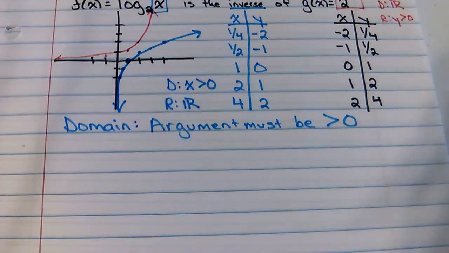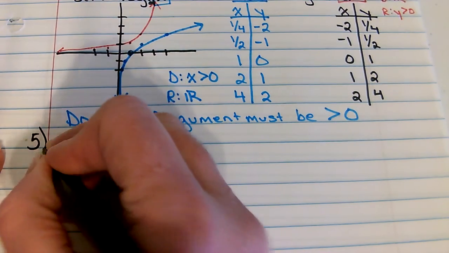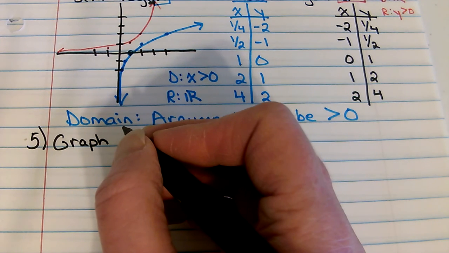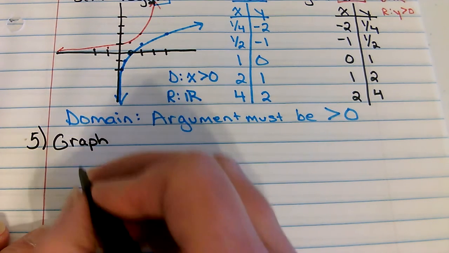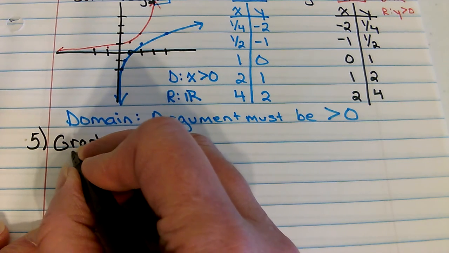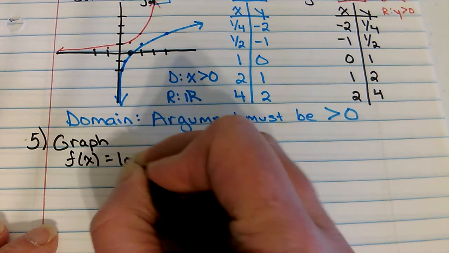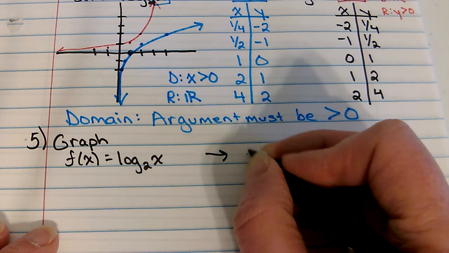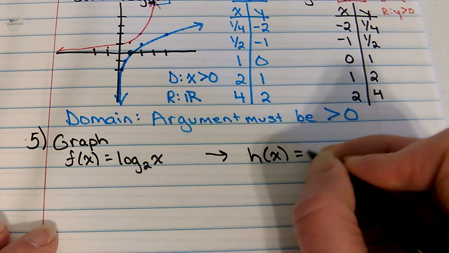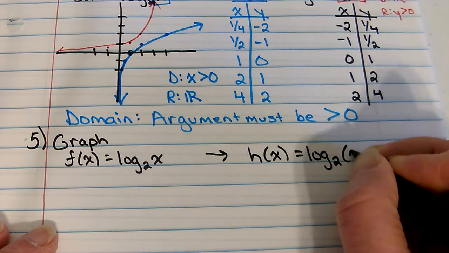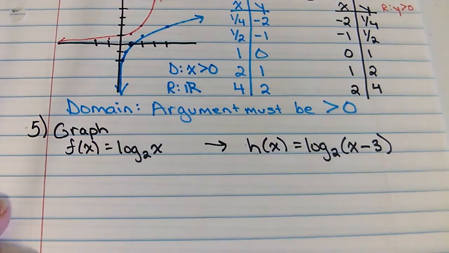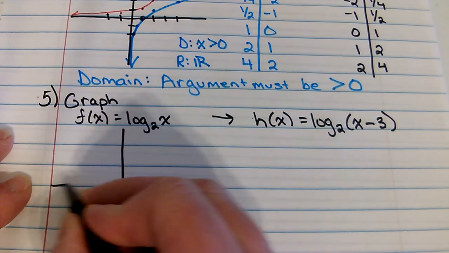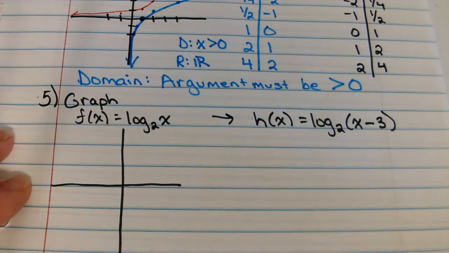Alright, so we just graphed log base 2 of x. Let's now graph, so I'm first going to graph that log base 2 of x again. But then we're going to use that to graph a new function. Log base 2 of x minus 3. Alright, so I'm going to copy down and use that table to make the graph of log base 2 of x.